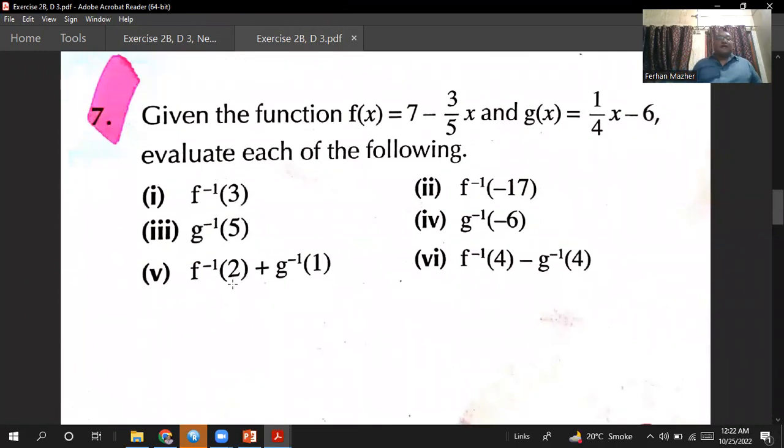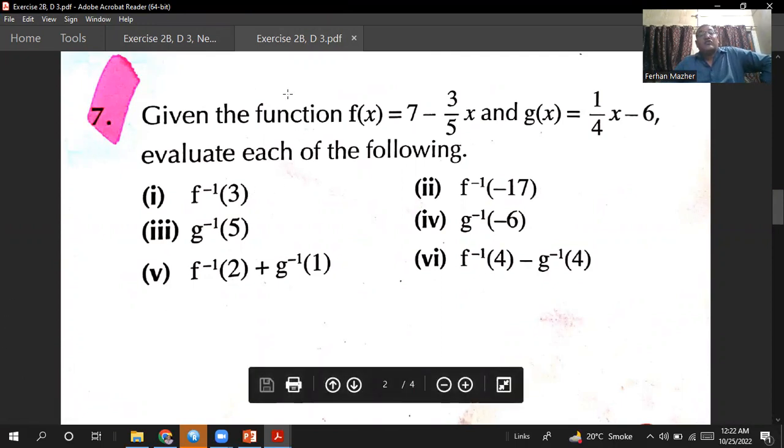This is question number 7 from the book D3, chapter 2, Exercise 2B. Given the function f of x is equal to 7 minus 3 by 5 of x, and g of x is equal to 1 by 4 into x minus 6. Evaluate each of the following. Okay, first of all, he wants us to find f inverse of 3.